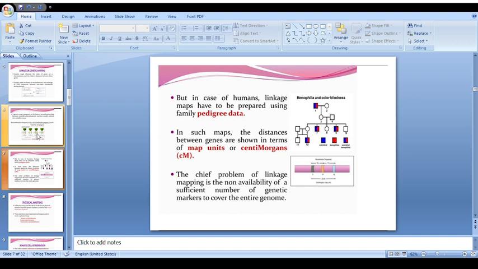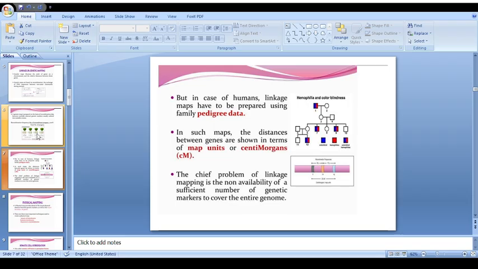Here we can see a pedigree, where the father has the genetic disorder, how it is inherited by the first generation, and in the second generation how many of them get the clinical condition. In such a map, the distance between genes is shown in map units, or we call it centimorgan, named after the scientist Morgan.